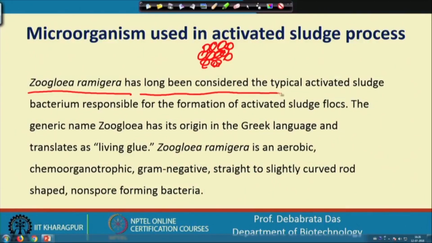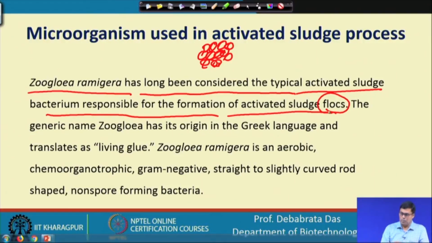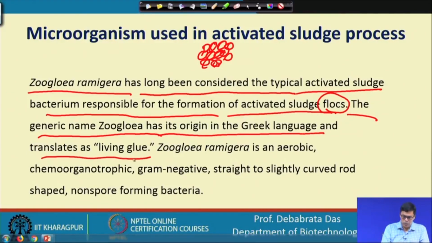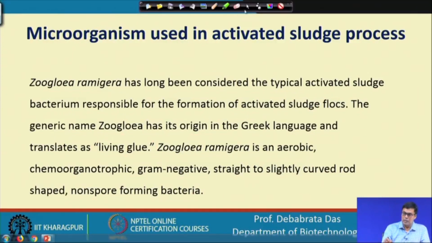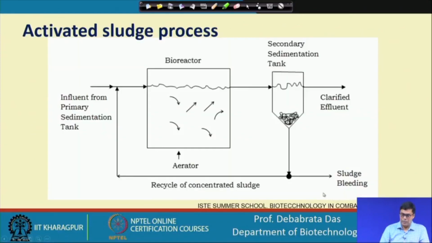It has long been considered the typical activated sludge bacteria responsible for the formation of activated sludge floc. This is the floc formation that takes place, and the generic name Zoogloea has its origin in the Greek language and translates to living glue. This is the glue due to the polysaccharide gel. Zoogloea ramigera is an aerobic, chemo-organotrophic, gram-negative, straight and slightly curved rod-shaped, non-spore-forming bacterium. So, this is the key organism used in the activated sludge process, and the process looks like that.